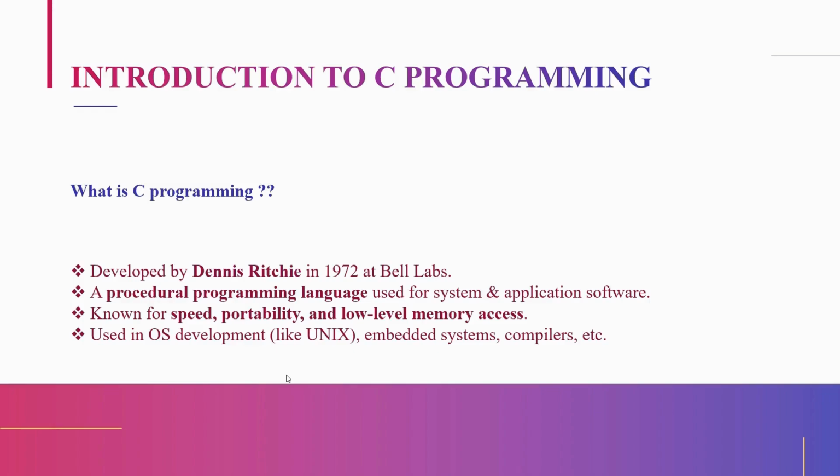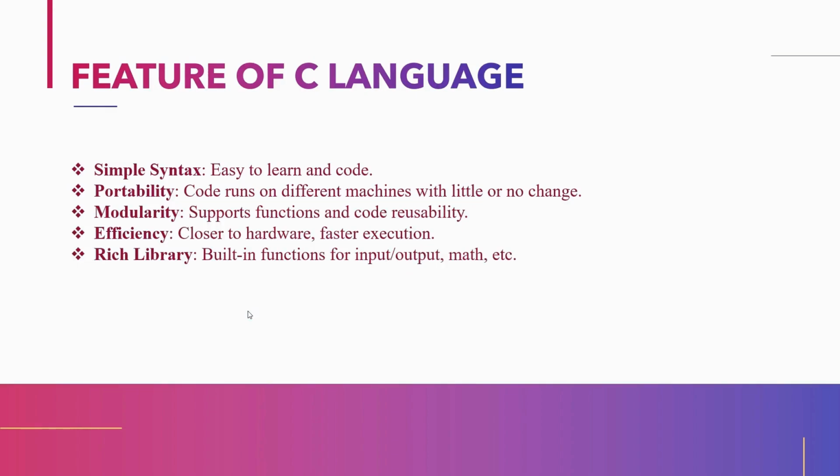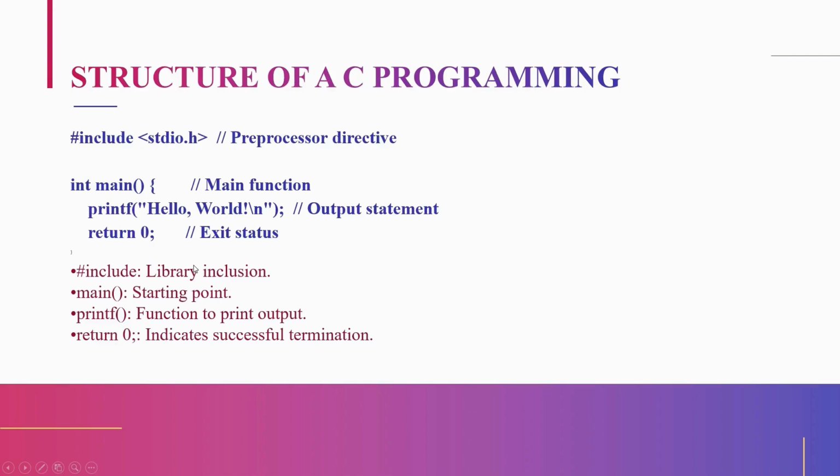What is C programming? C was developed in 1972 by Dennis Ritchie. It is a procedural programming language used for system level and embedded applications. It is fast, portable, and works close to hardware. Features of C language: simple syntax, portability, modularity, efficiency, rich library. Here is a sample code that prints hello world using printf.